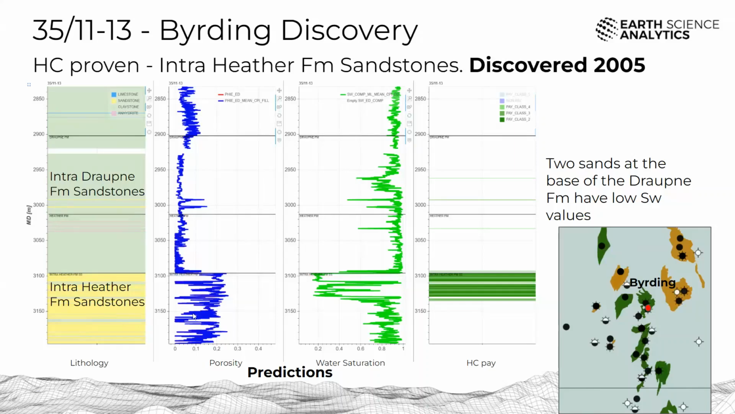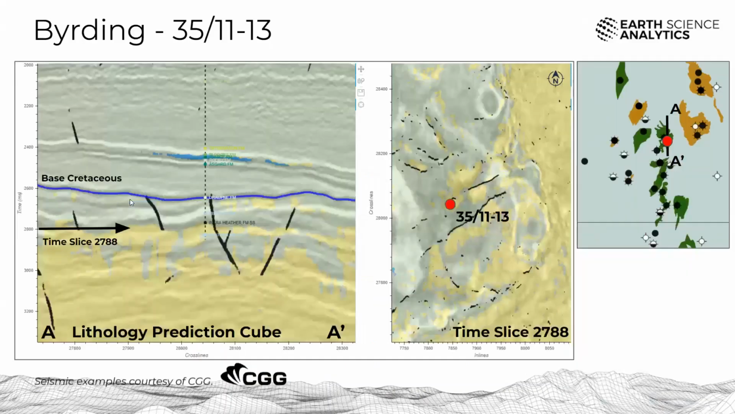The intra-Heather formation sands show reservoir-style porosities and low water saturations at the top of those sands, fundamentally in the right location. We have pay here. But also in these intra-Draupne formation sands, we have reservoir-style porosities and lower water saturations, and one is being recognised as K. I want you to remember those for later on.